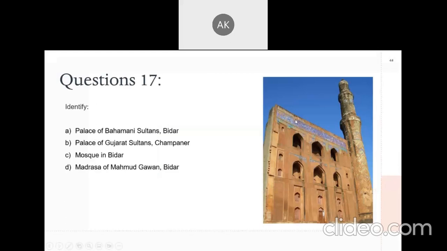So the correct answer is Madarsa of Mahmud Gawan. Yes, sir. So what is the characteristic of this structure? The main thing is the carving typology which is done over here, which is rarely found in other time periods, not even in Bidar. I guess the other madarsas and tombs do not have such carving. Okay, good, this is correct. So Madarsa of Mahmud Gawan of Bidar.